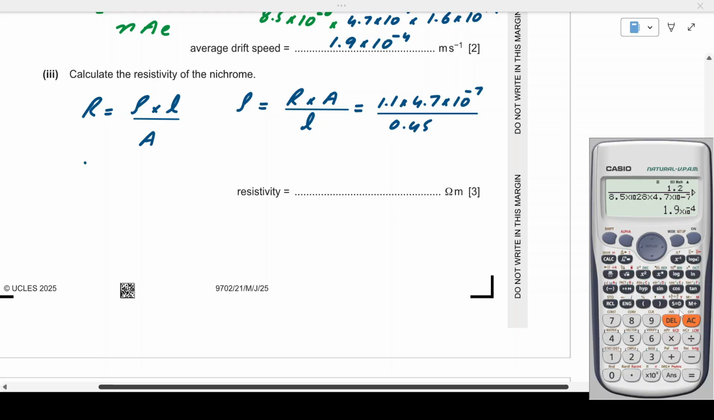We open the calculator. 1.1 into 4.7 exponent minus 7 divided by 0.45. In 2SF I get 1.1 into 10 to the power minus 6.